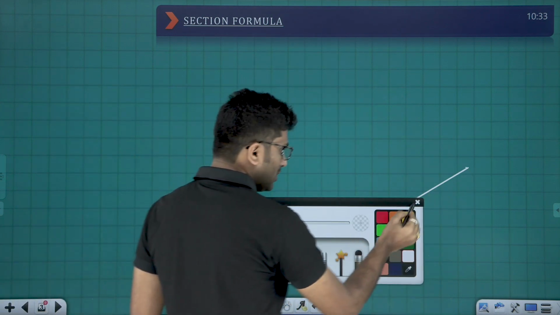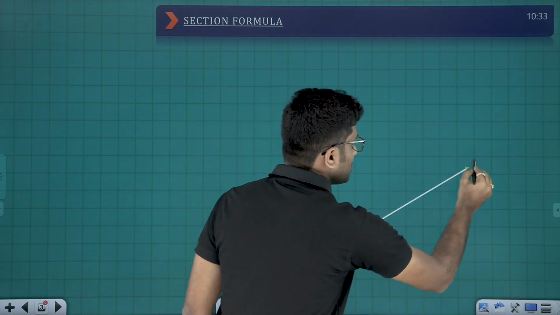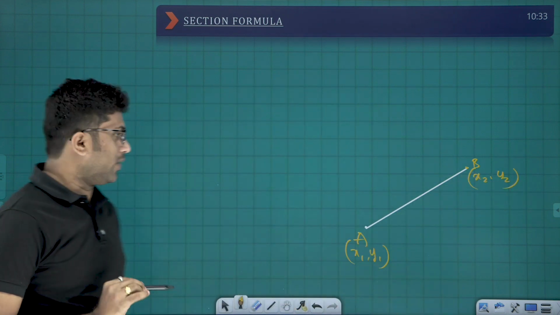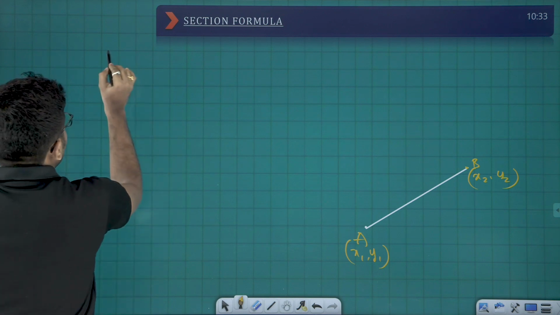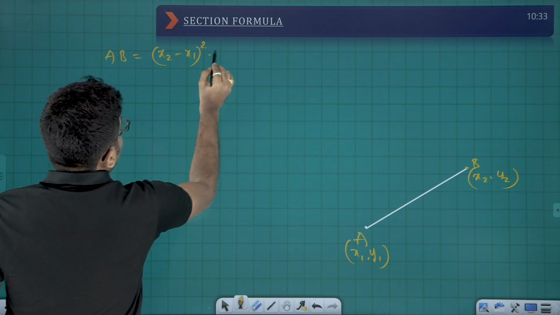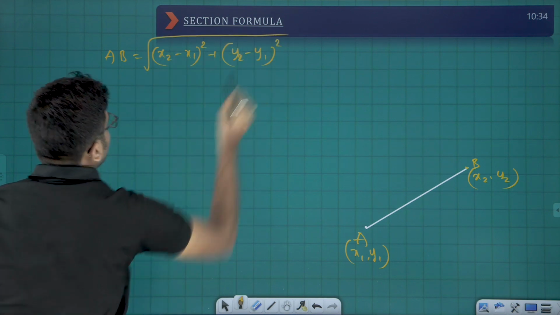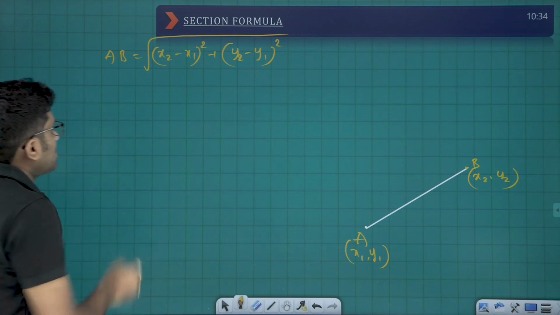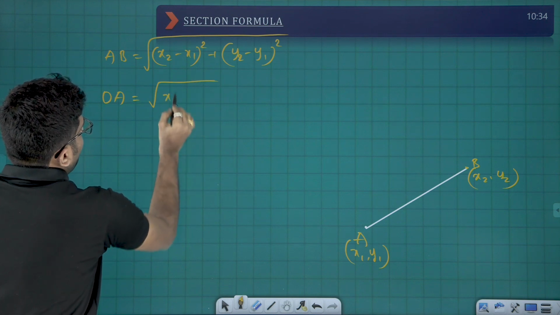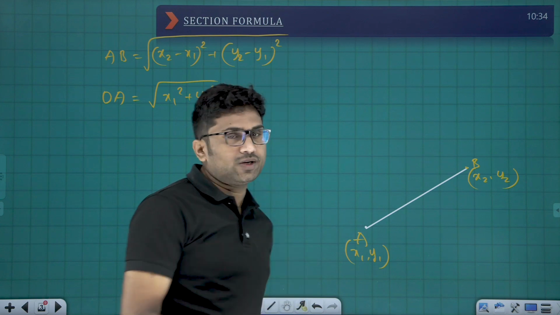In distance formula, if A(x1, y1) and B(x2, y2) are any two points in the Cartesian plane, then the distance between AB is given as square root of (x2 minus x1) whole square plus (y2 minus y1) whole square. This formula is distance formula. Next, distance from origin to a given point: OA is square root of x1 square plus y1 square. OB is equals to square root of x2 square plus y2 square.